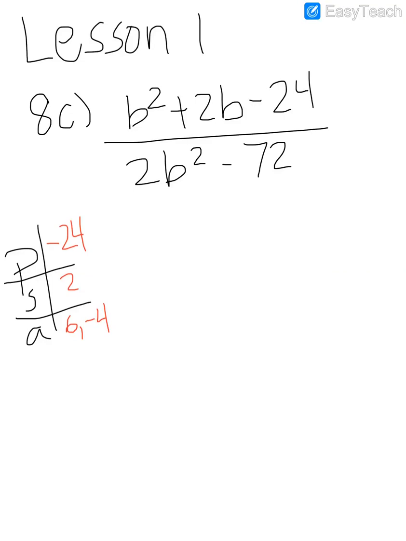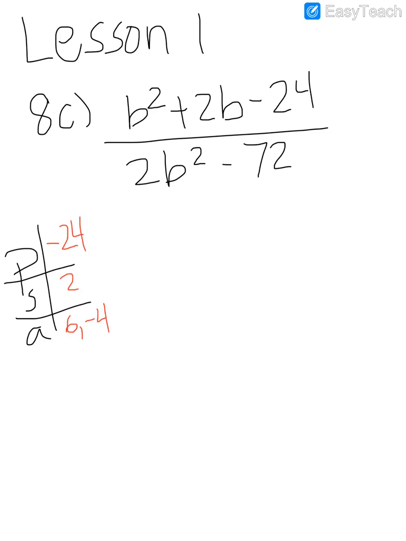This is question 8C from your note package lesson 1, so the homework textbook questions that were attached at the end of the note package for lesson 1. Okay, it wants you to simplify this: b squared plus 2b minus 24 all over 2b squared minus 72. So hopefully, remember that from previous videos that I've made, the goal is to factor.